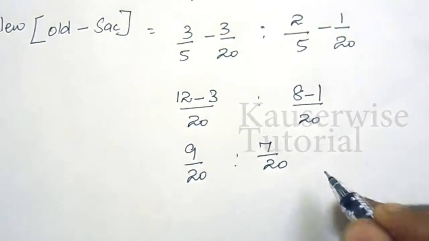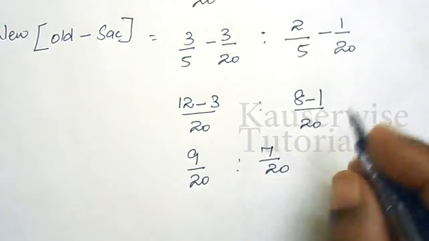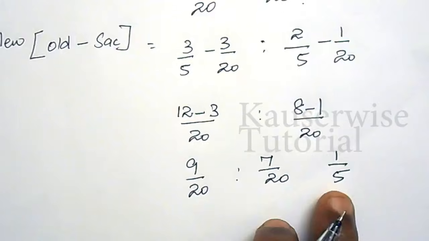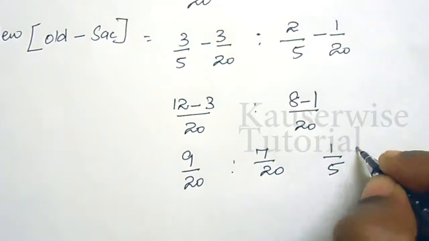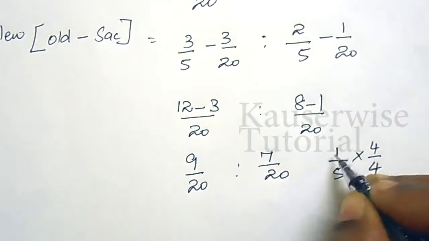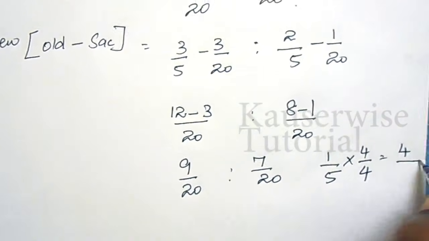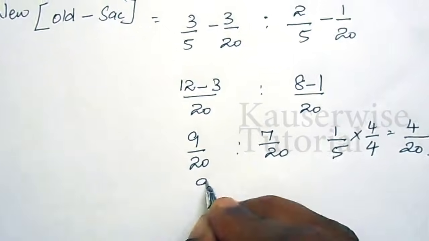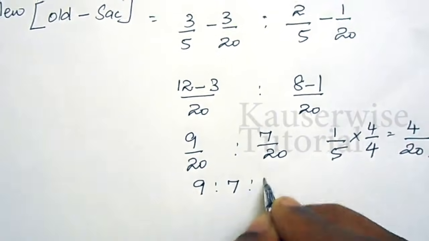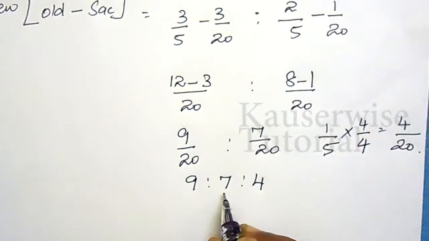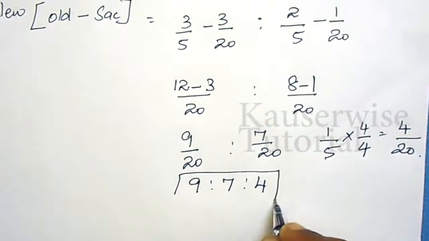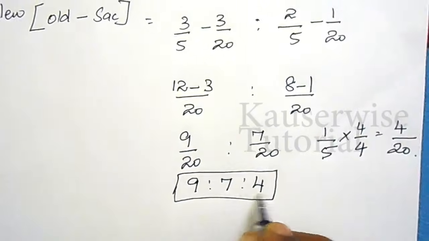We have to find the new ratio for incoming partner also. So incoming share is 1 by 5, no. So you have to multiply with 4 in order to get 20. So 4 by 4. So 1 into 4, 4 divided by 5 4s are 20. So new profit sharing ratio is 9:7:4. 9 plus 7, 16. 16 plus 4, 20. So new profit sharing ratio is 9:7:4.